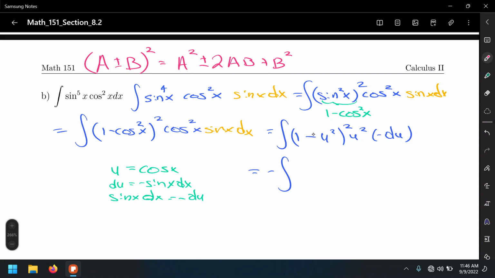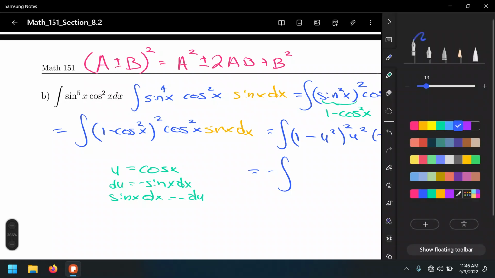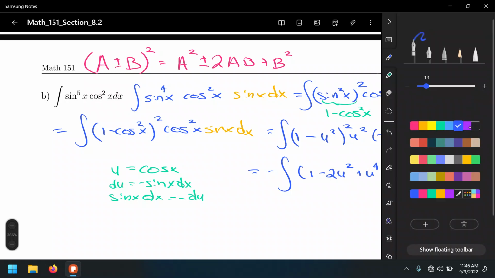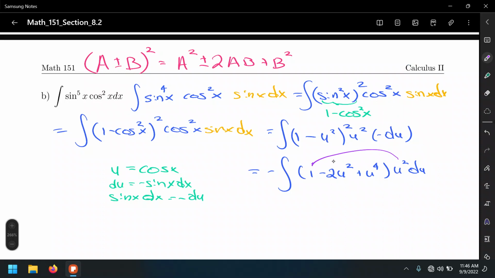So we're going to expand the binomial and then we're going to multiply these together. That's going to be 1 squared, and then in this case we have a minus in between. That's minus 2 times the product between 1 and u squared, and then the square of the second term. What is u squared squared, isn't it? u to the fourth times u squared du. And then from here, distribute, distribute, distribute.